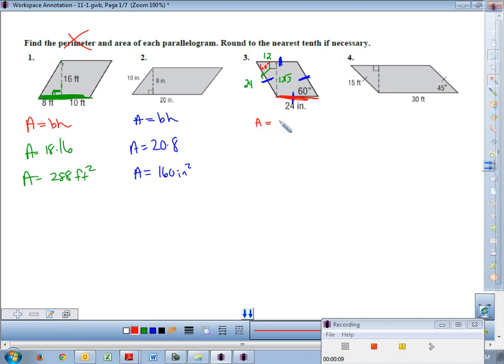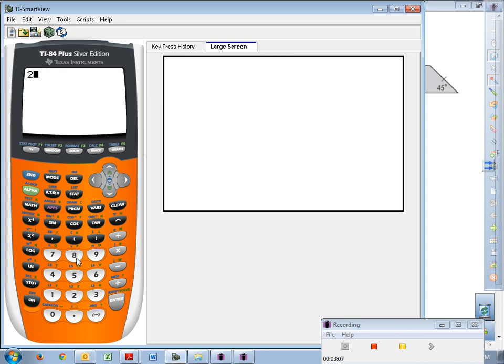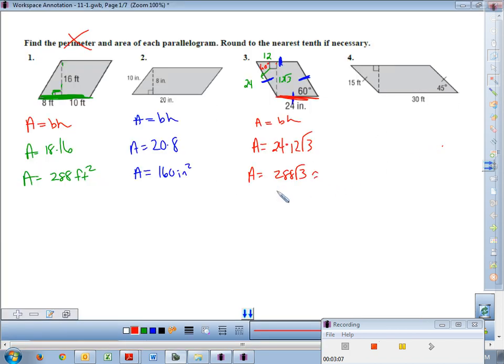So area equals base times height. Area is going to equal 24, which is my base, and my height is 12 square roots of 3. So that would equal, we can multiply these two numbers together, 288 square roots of 3. That is the exact area of that shape. 288 square roots of 3. Let's round that to the nearest tenth. Also about 498.8. And then the label is inches squared.